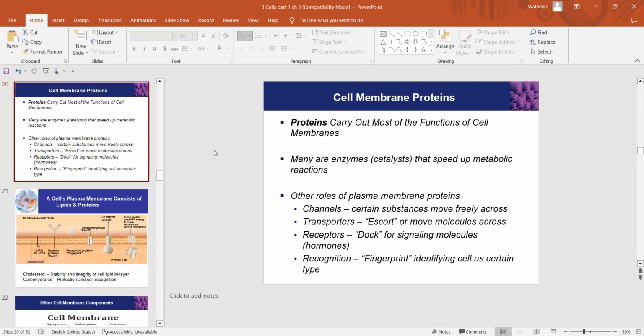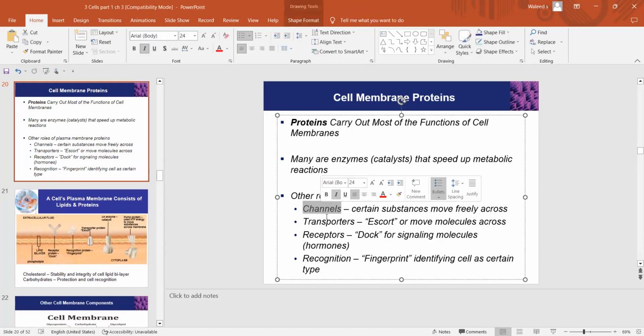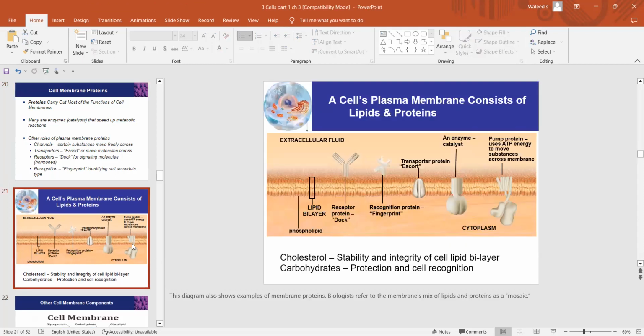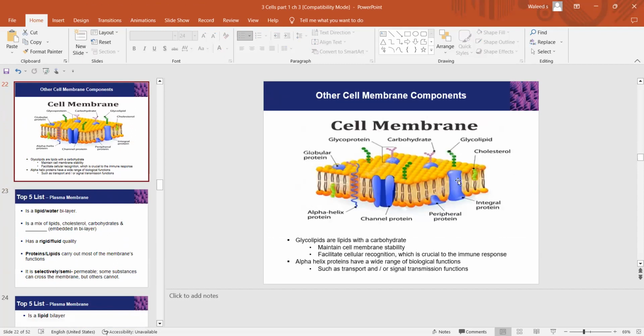So did you get it? What are the functions that I need to know for the proteins? Number 1, enzymes, catalysts, speed up the reaction. Number 2, channels. Number 3, transporters. Number 4, receptors. Number 5, recognition. Number 6, integrity, integral proteins. Does the integral protein have any one of the functions that we talked about? No, the name gave it away. Integrity, to strengthen the wall, to stabilize the wall.